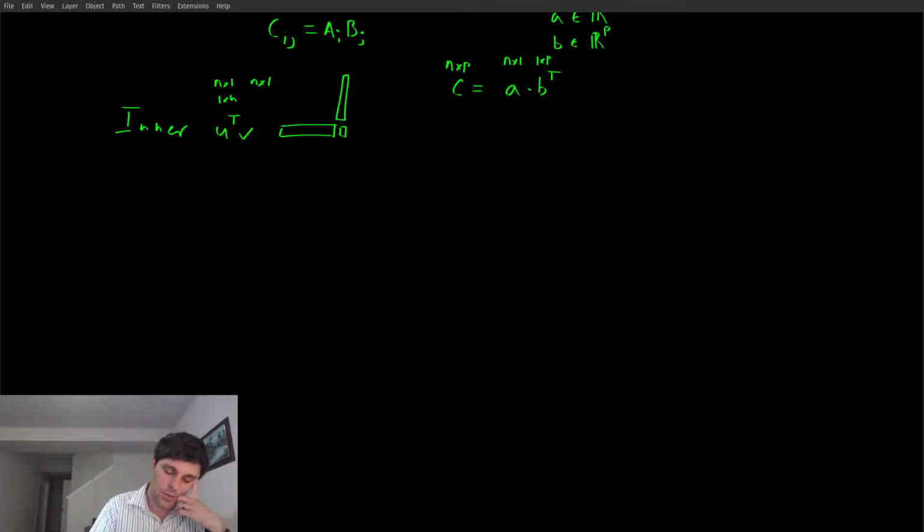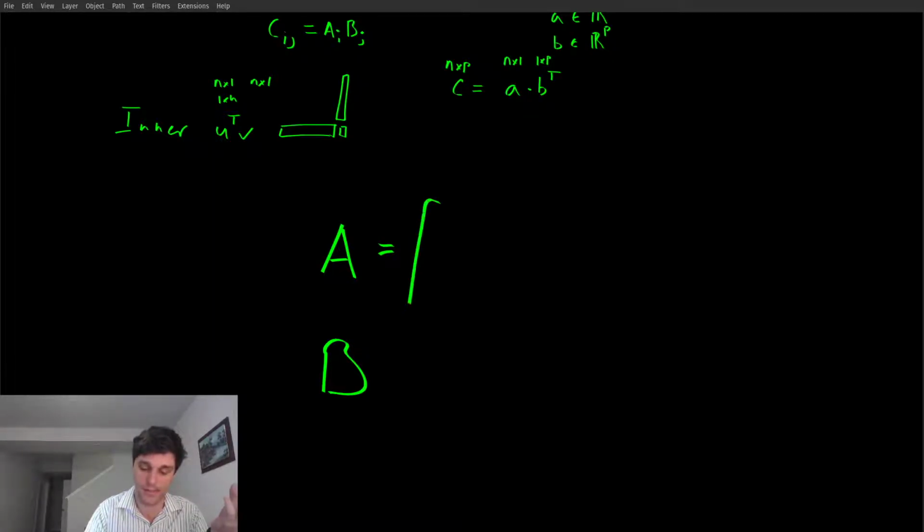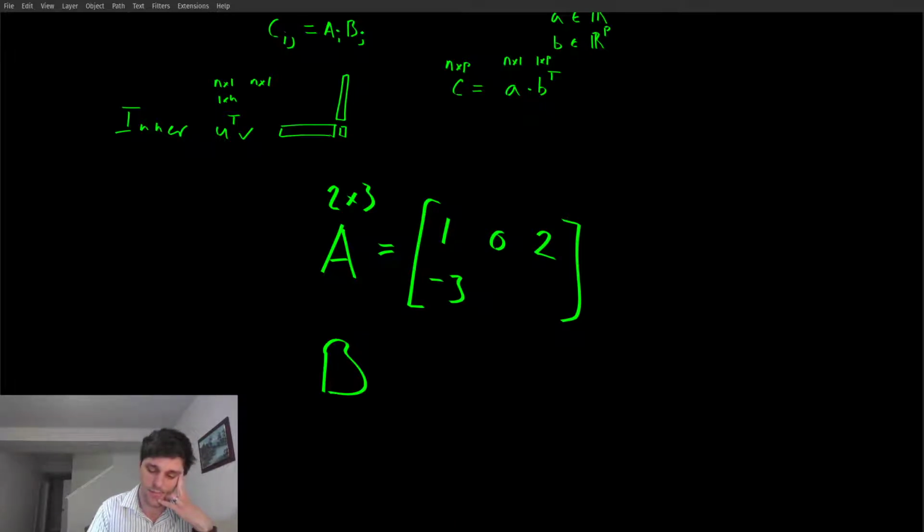So we're going to have some matrices A and B. This is where I miss having a real class, because I'd love to just ask for some numbers here. First of all, how big should they be? I don't want them to be too big. Let's make A 2 by 3, so 2 rows, 3 columns. I definitely want to put some zeros in there. But let's say 1, 0, 2, and then -3, 1, 1.